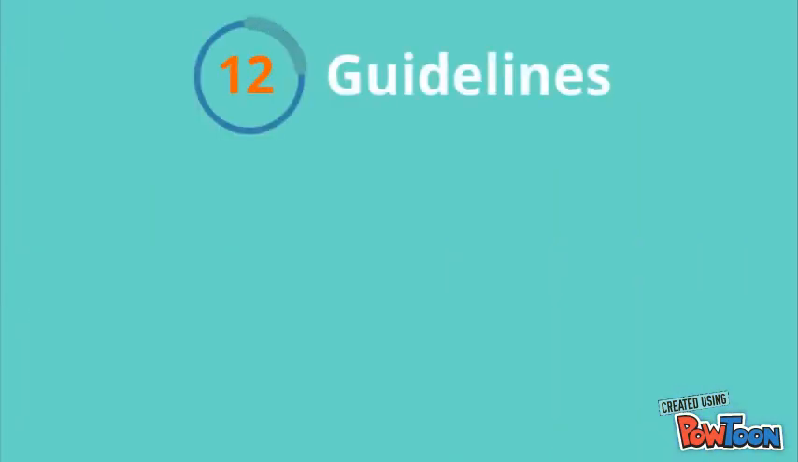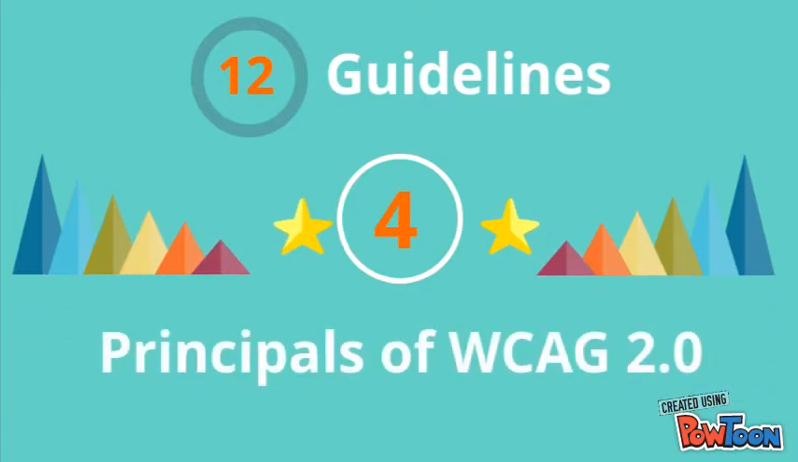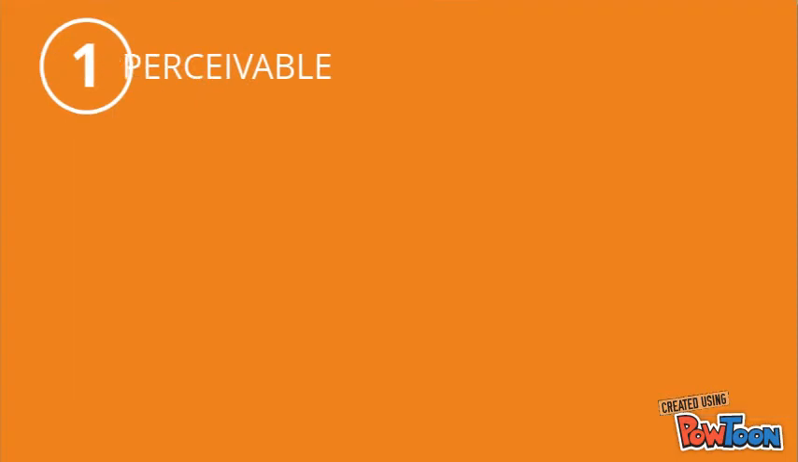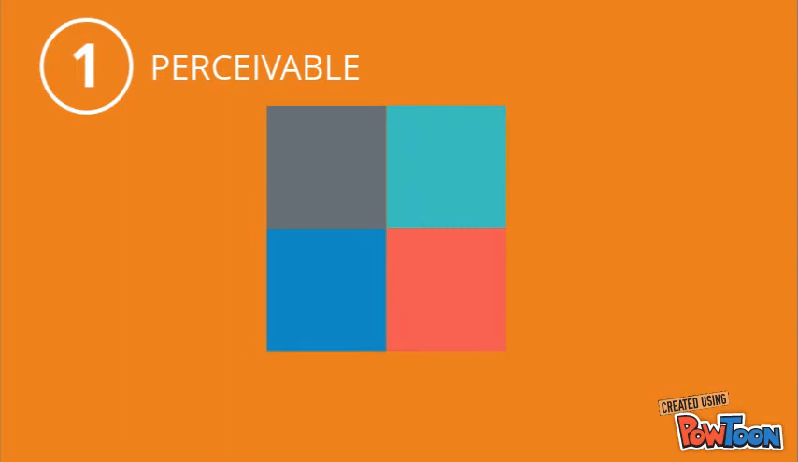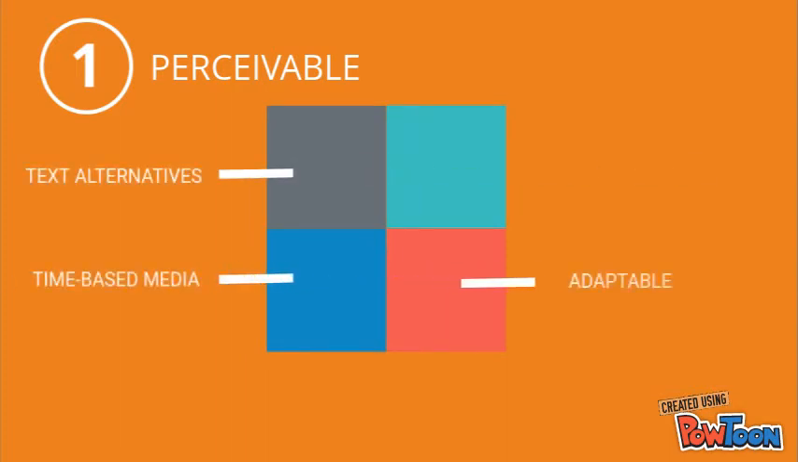There are 12 guidelines under WCAG 2.0, which fit under 4 principles. Let's take a look at them in more detail. Perceivable. Content is presented in a way that the user understands. The 4 guidelines are text alternatives, time-based media, adaptable, and distinguishable.